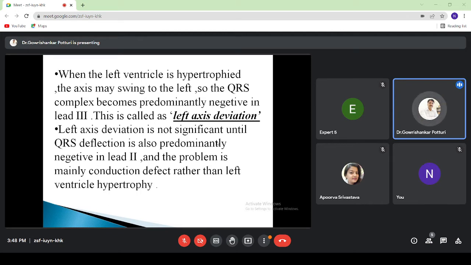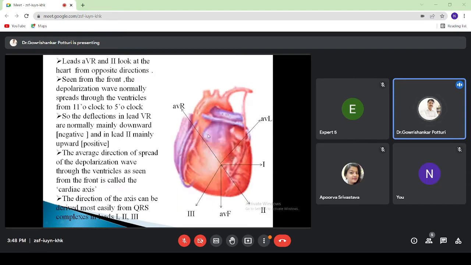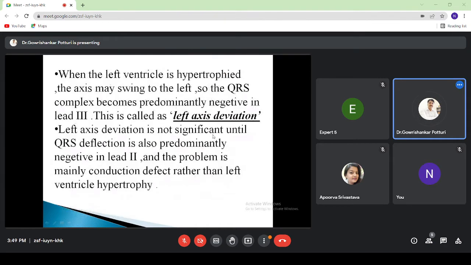Now suppose if the left ventricle is hypertrophied, the axis may swing to the left side. So the QRS complex becomes predominantly negative in lead 3. So again, if there is a left axis deviation, that means if left side hypertrophy is there, the electrical impulse will move towards lead 1. So lead 3 will become opposite to lead 1. So the impulse is traveling away from lead 3. So in lead 3, you get a negative response. This is called left axis deviation.